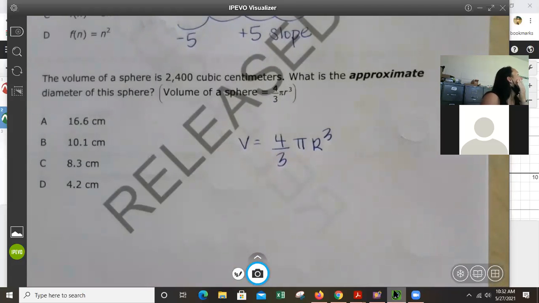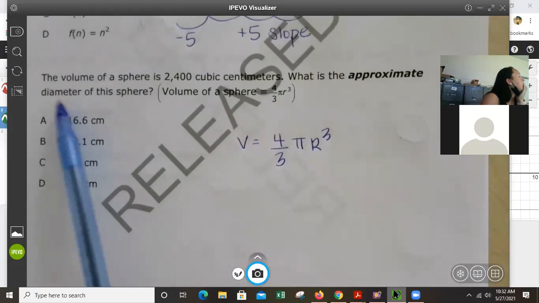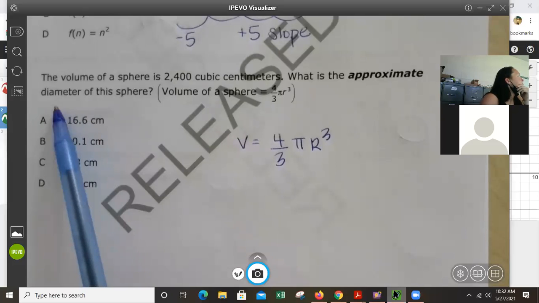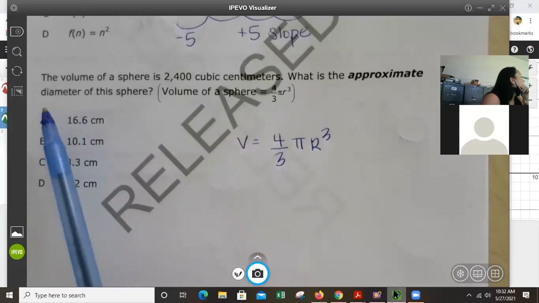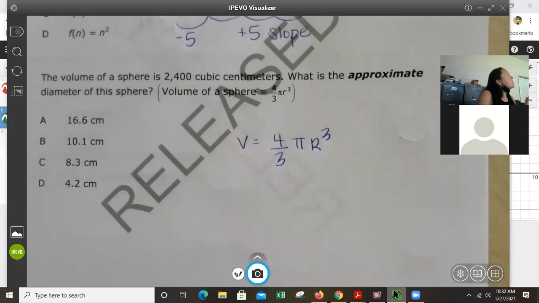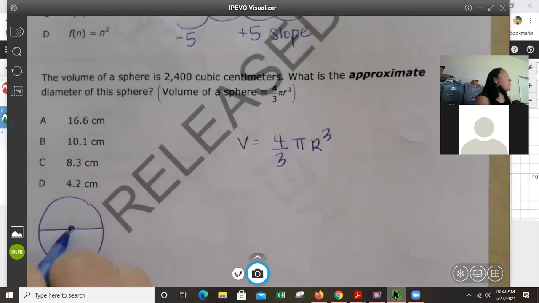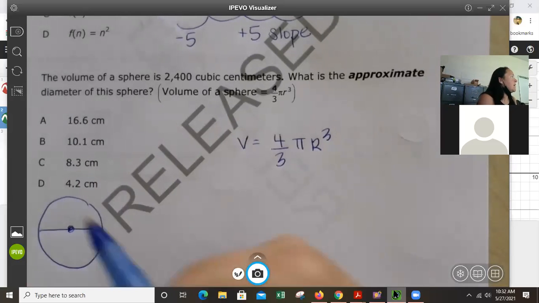Say it again. I didn't hear you. Nope. What's a diameter? What's a diameter? You should know. Nobody knows? It's an awkward way to say it, but you are correct. So if we look at a circle, it's the line that goes all the way through the center. That's the diameter. Okay, so that's what we're trying to find.